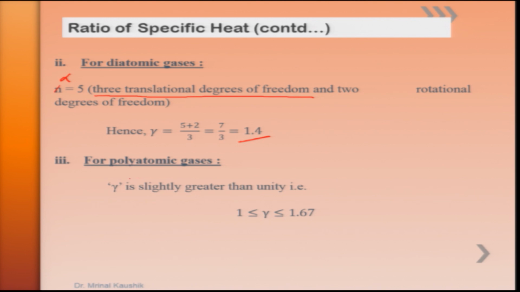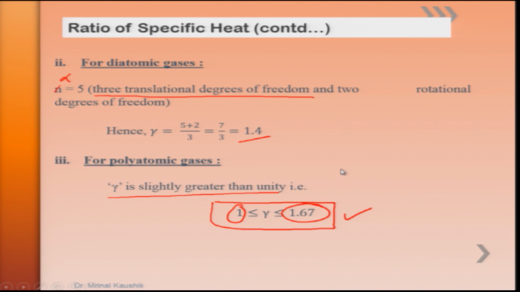Now, for polyatomic gases, this is slightly greater than unity. Therefore, the gamma, which is a very narrow range parameter, lies between 1 and 1.67. You have to remember this relationship, that gamma is a very narrow range parameter.